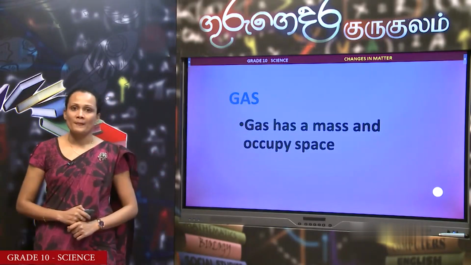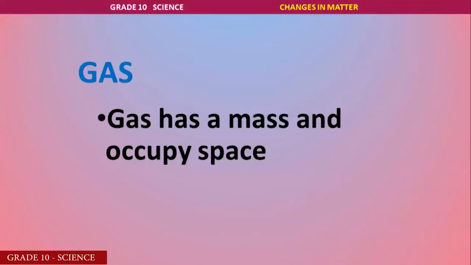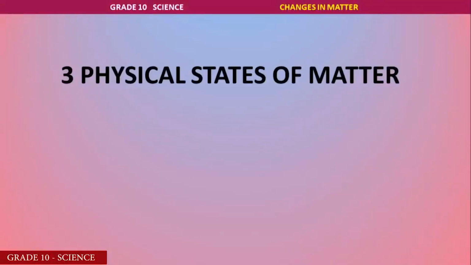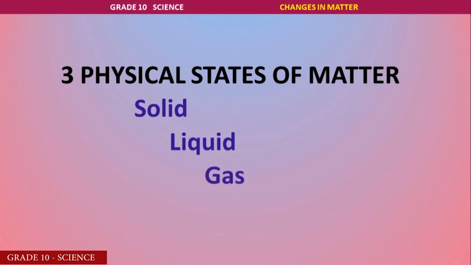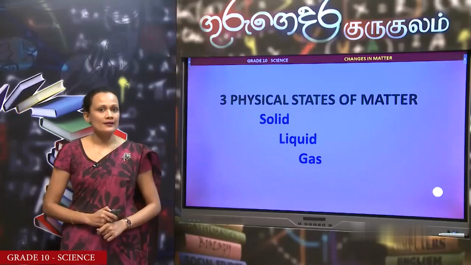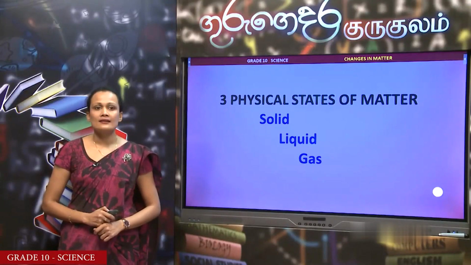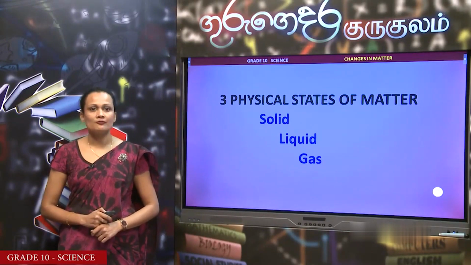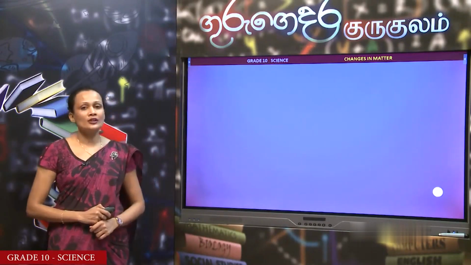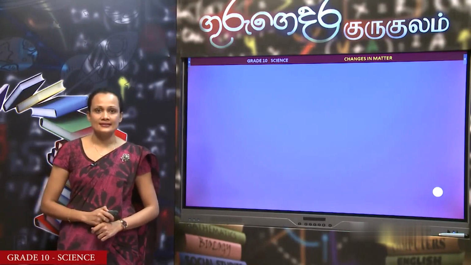So likewise, if we consider matter, there are three physical states: one is solid, that means solid matter, then liquid, that is liquid matter, and gas, that is gaseous matter. So I think you are getting an idea about matter and the three physical states of matter well. Now I am going to move to today's lesson.